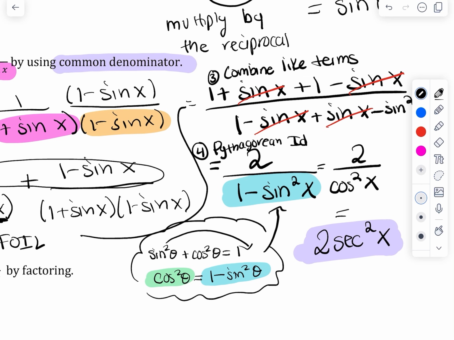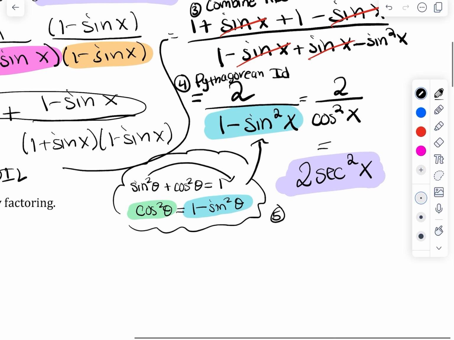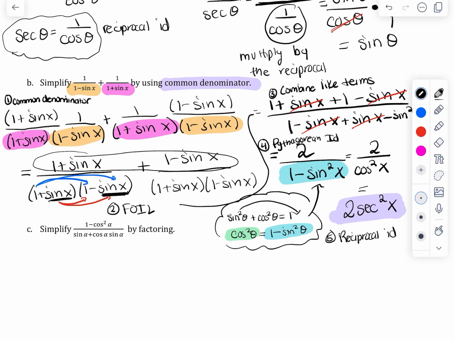And our final step was to use the reciprocal identities, which is that 1 over cosine is secant. So 2 over cosine squared is 2 secant squared. So I was right. We did 5 here. Common denominator, FOIL, combine like terms, Pythagorean identity, reciprocal identity. Okay, let's do another one.